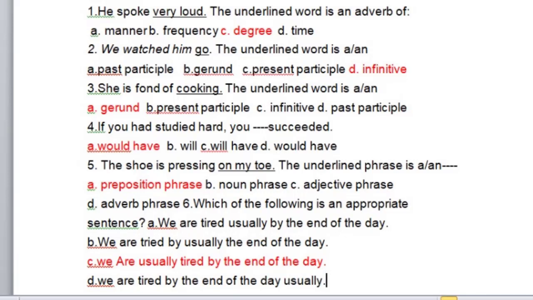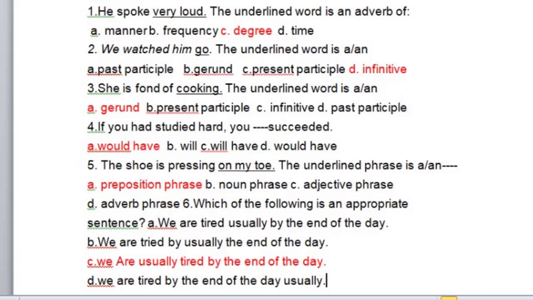Question number 2. We watched him go. This is infinitive because we use to with first form of the verb for infinitive, but here we can't use to because of second form watched. So D option infinitive is correct.